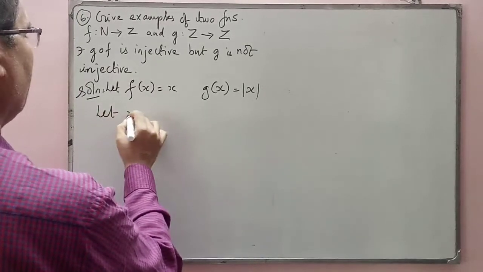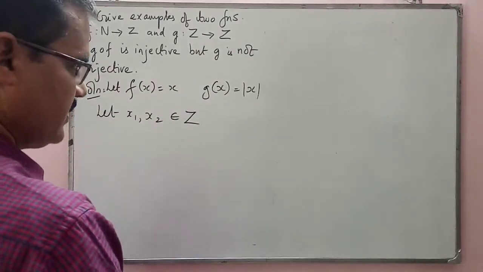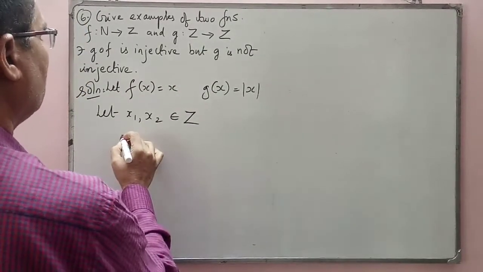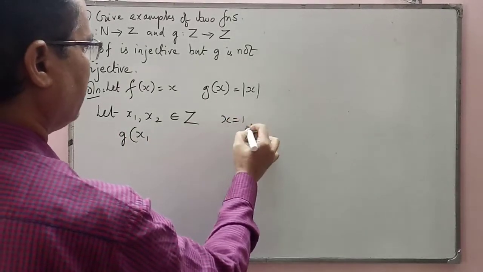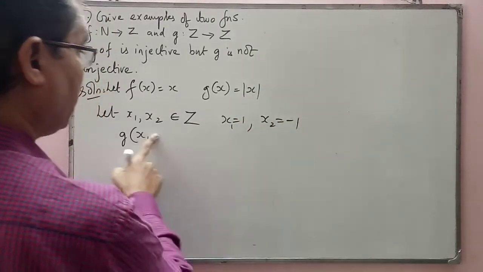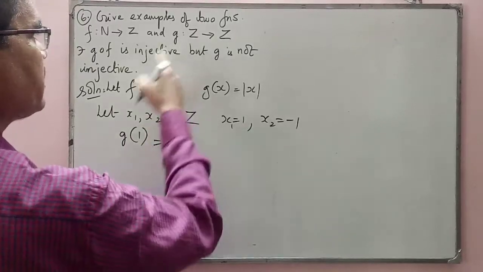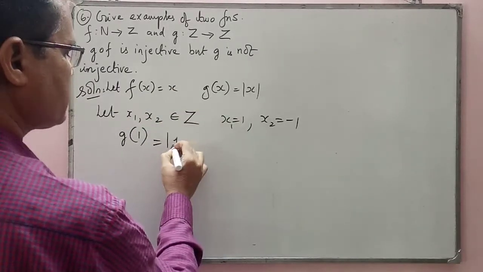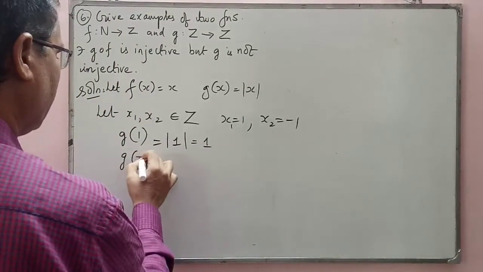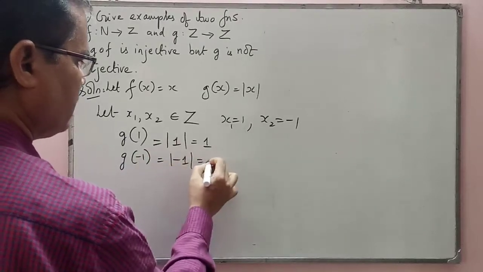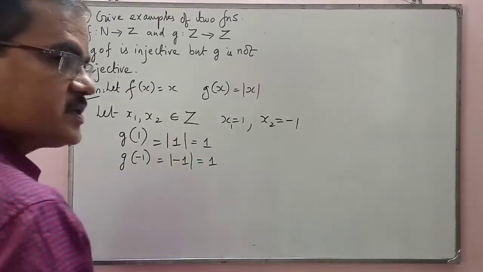Now let x1, x2 belong to, what is the domain? Domain of g is Z. Now we'll take x1 equal to 1 and x2 equal to minus 1. Very clearly you can understand. When x1 is equal to 1, g of x we have taken as modulus of 1. Modulus of 1 is just 1. We know modulus function changes negative to positive. So g of negative 1, modulus of negative 1, is equal to 1. So for 1 you are getting image 1, and for negative 1 it is also 1. So two elements are having the same image.